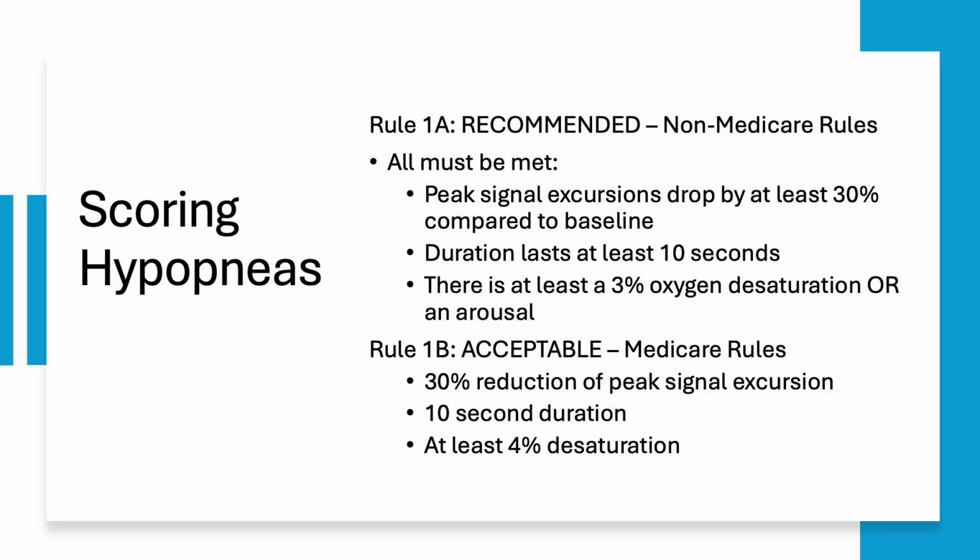But evil has set in, and there is now a rule 1B, which is acceptable. The difference between the two rules is that with 1B, there must be a 4% desaturation, period. There is no arousal at all. It doesn't matter if they have one. You just have to have that 4% desaturation. And this is specifically for Medicare and Medicaid patients. You still have to have at least 10 seconds in duration.